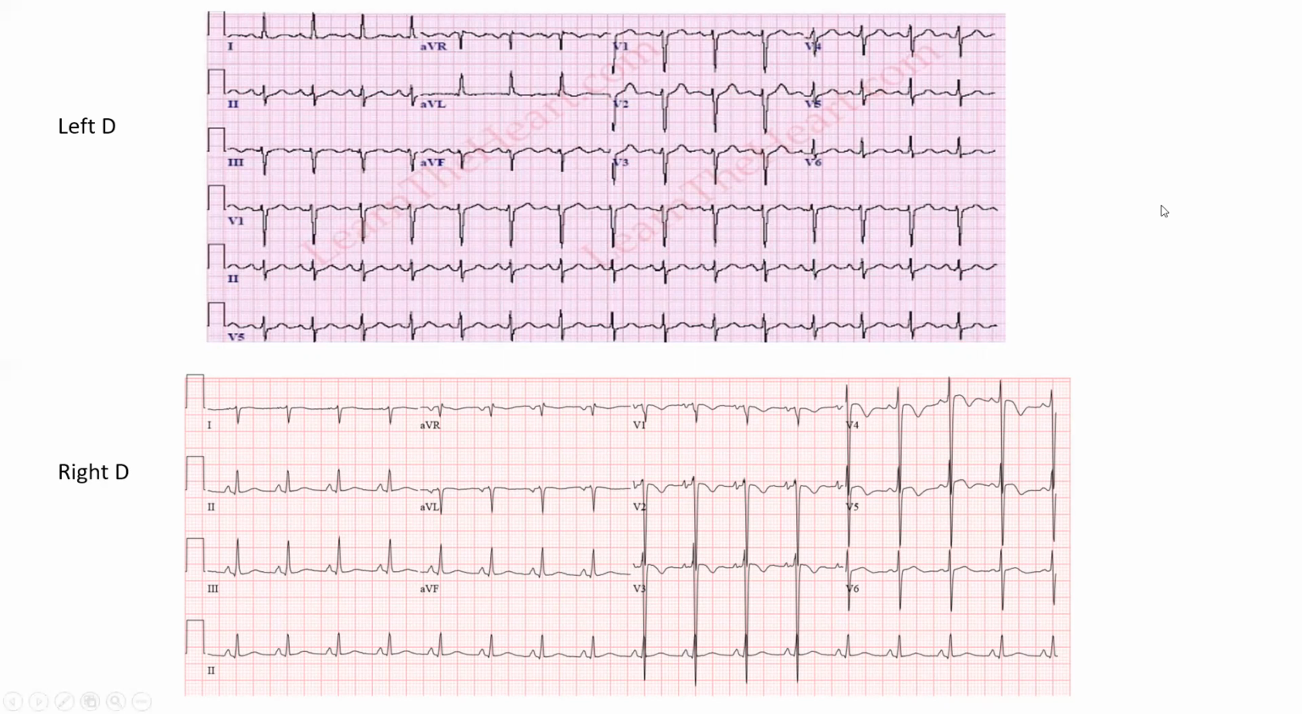Okay, so this is the first part of the EKG interpretation. I will talk about the rest of the steps in the next video.